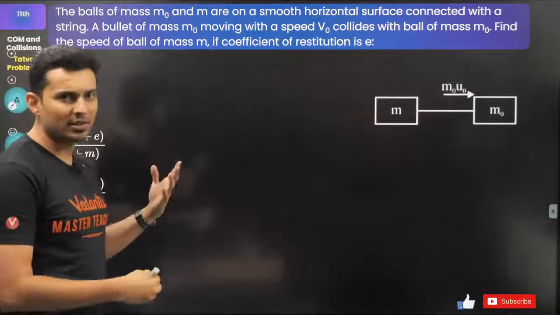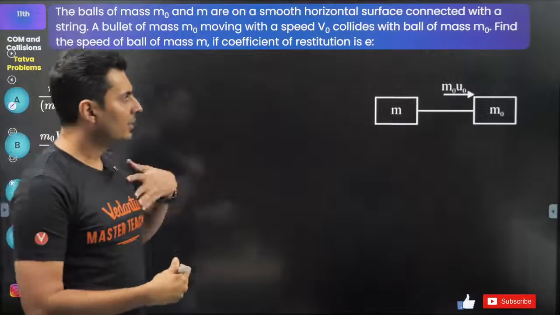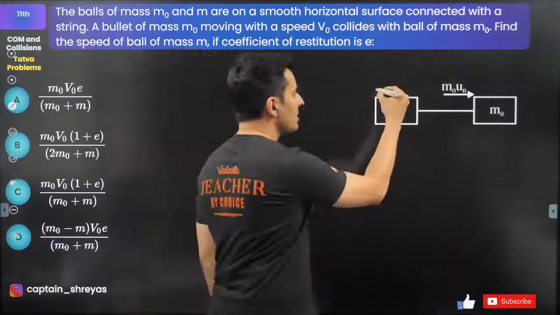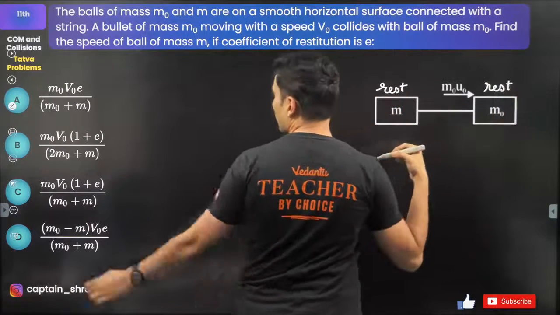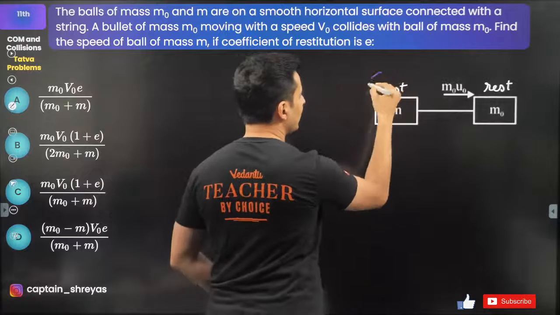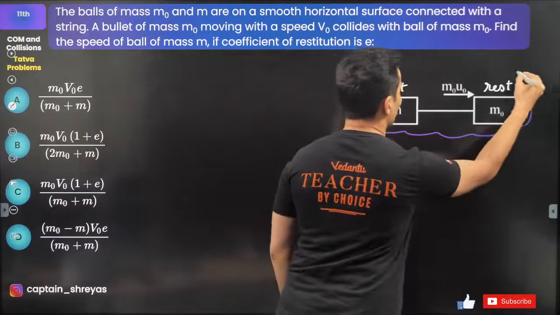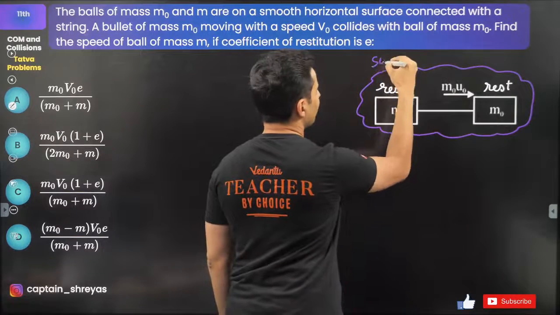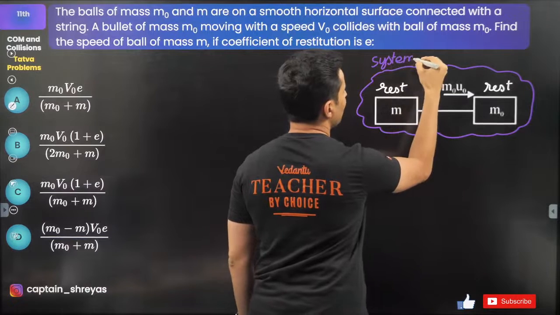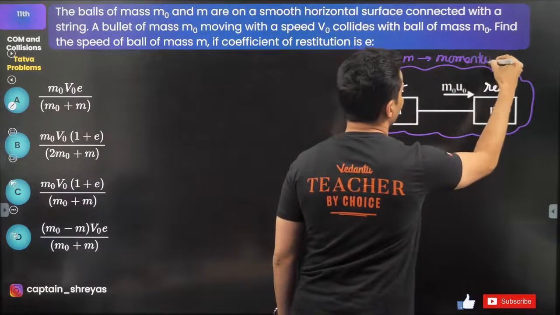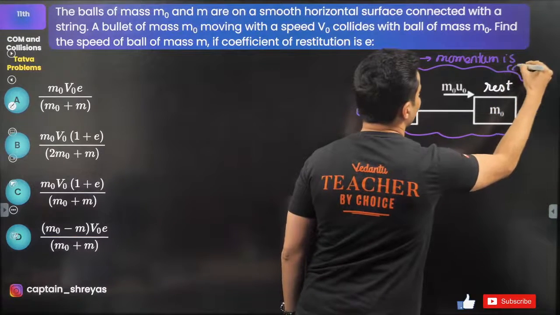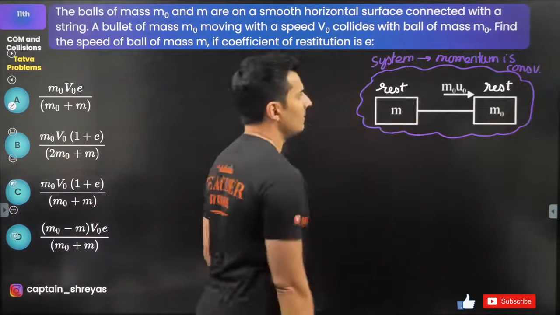So I think I will draw the situation before and after. Before is already drawn for me. In that this is already at rest. Even this is at rest. For me, this whole thing is my system. This whole thing is my system. And for this system, I will say that the momentum is conserved. Momentum is conserved.